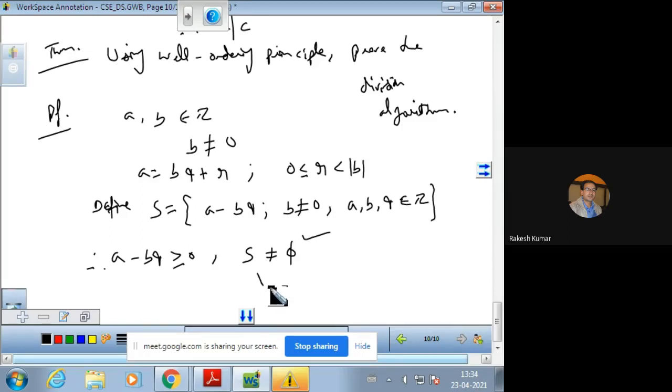From this we will be able to see that S is a non-empty set of non-negative integers. Non-negative here means positive integers.